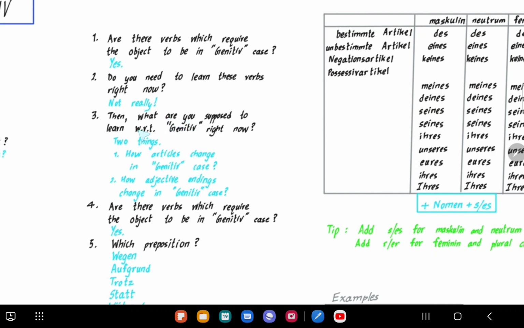Then what exactly are you supposed to know about the genitive case right now? Two things. First, it has an effect on the articles. For example, der becomes den in accusative, right? Die still remains die in accusative. Der becomes dem in dative. Die becomes der in dative, right? So similarly, genitive also has an effect. The other one is the adjective ending, right? Which we just saw on the last slide or the second last slide.